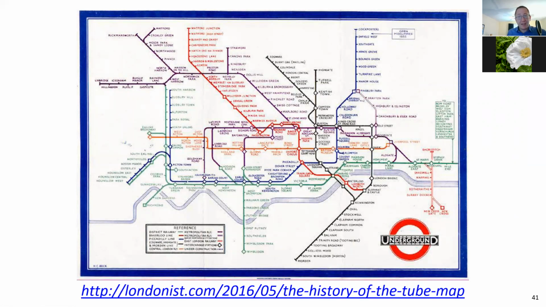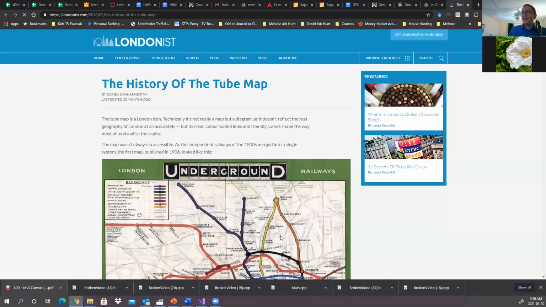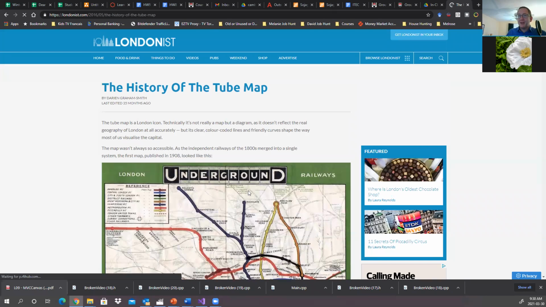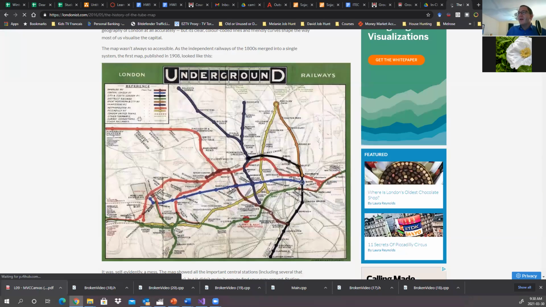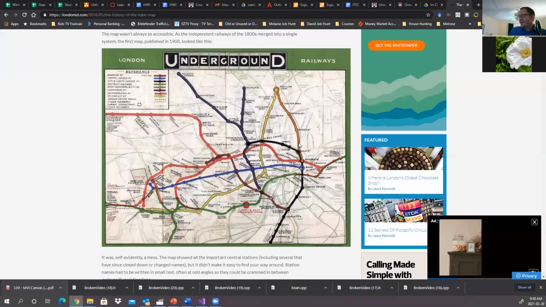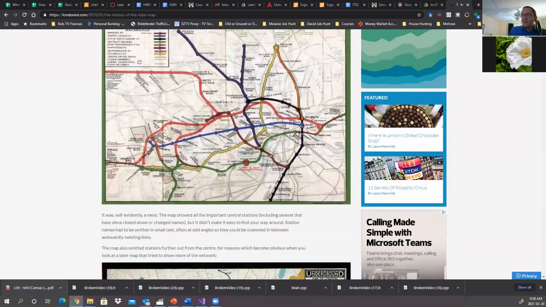Technically, we talked about this when we came up with maps, and I'm going to just pull it up anyways. The history of the London Tube. Okay, we value your privacy, but we're going to put cookies on your computer. Here is the original underground tube for London before it got complicated, by the way. So here's the original underground tube.